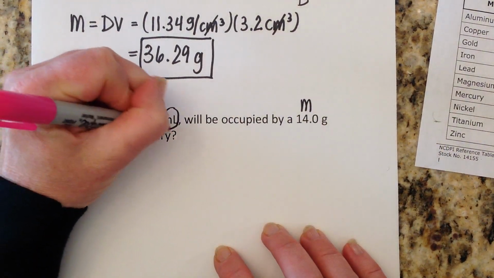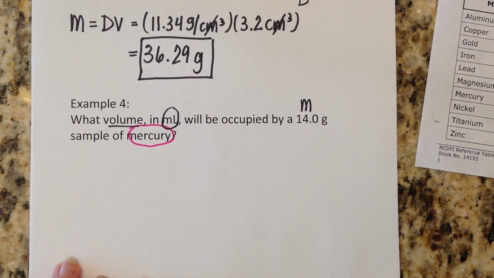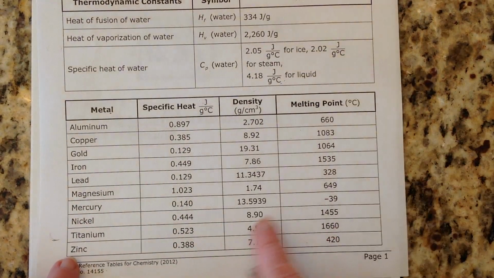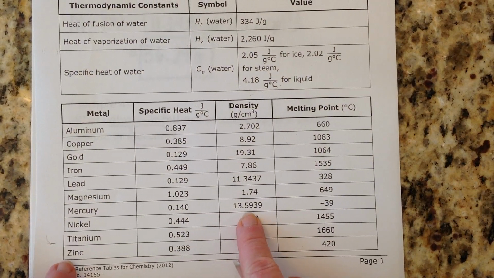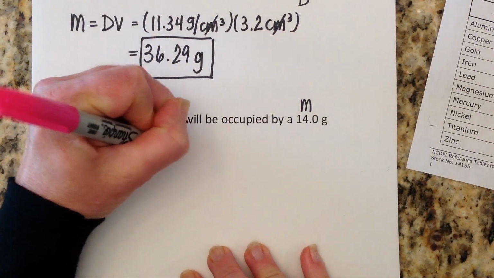Again, this is where a student might say, I don't have enough information. Anytime you think you don't have enough information, the next question you should ask yourself is, would that possibly be in my reference table packet? Is it something I could look up? The answer here is yes. So if you look at mercury, mercury has a density of, we'll round to 59 grams per centimeter cubed. So I'm going to write that down.